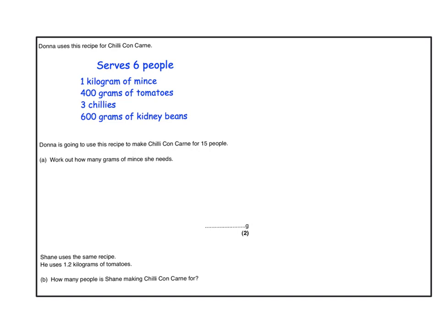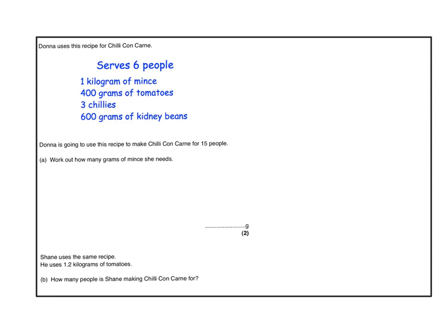Donna uses this recipe for chili con carne. It serves 6 people. There's a kilogram of mince, 400 grams of tomatoes, 3 chilies and 600 grams of kidney beans. Donna is going to use the recipe to make chili con carne for 15 people. Work out how many grams of mince she needs.